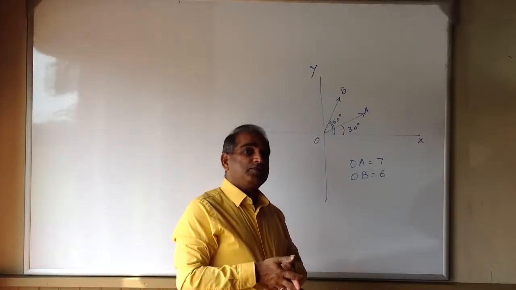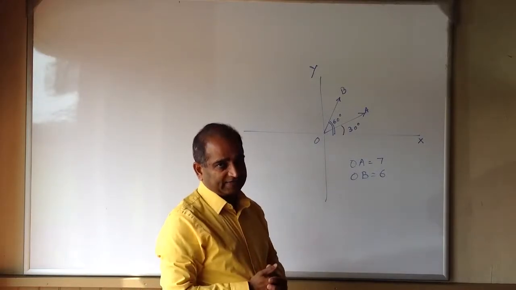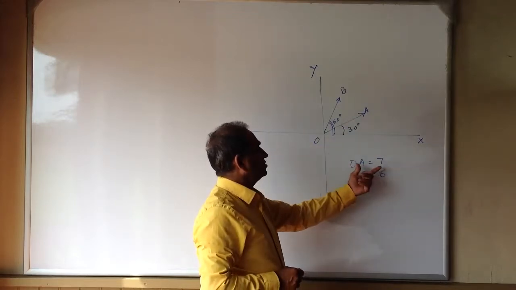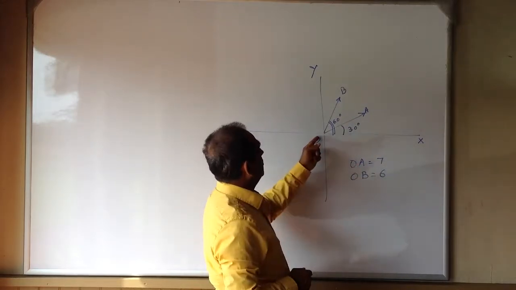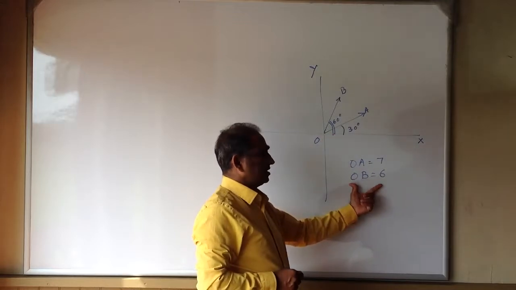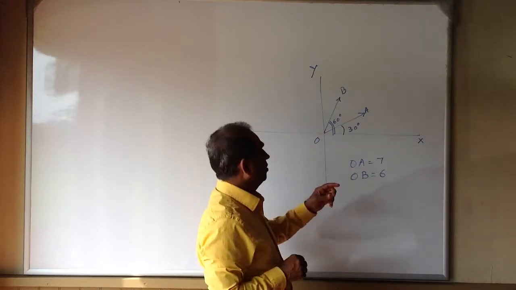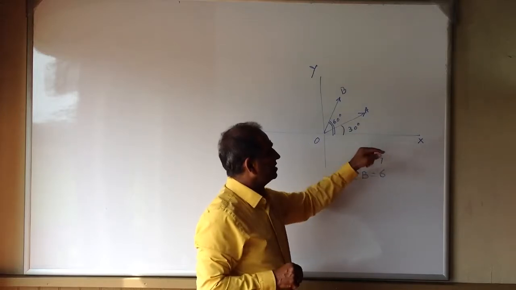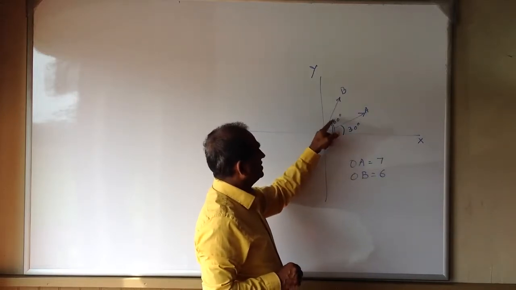Now I'll explain how to add two vectors. Let's say we have two vectors, OA whose length is 7 units and OB whose length is 6 units. Also, OA makes an angle of 30 degrees with the x-axis and OB makes 60 degrees.